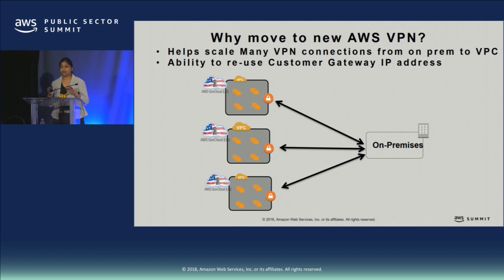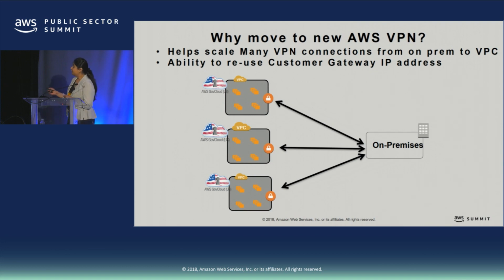Along with that, with the classic VPN connectivity option, if you create a VPN connection using the public IP address on your customer gateway device, you are no longer able to reuse that customer gateway public IP address to create another tunnel to the GovCloud region. However, with the new VPN solution, that is no longer going to be an issue. So you can reuse the customer gateway public IP address to create multiple tunnels to your GovCloud environment.